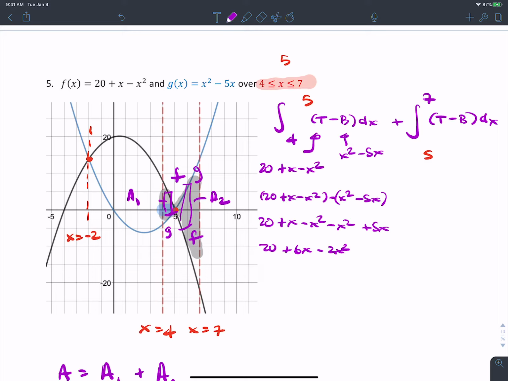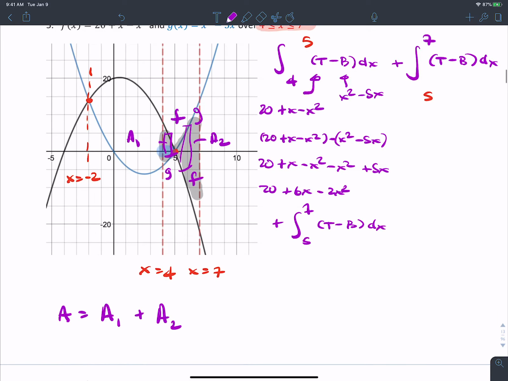Now, maybe we should just put down here the second integral. I need top minus bottom here. You guys remember it switched, right? So this is x squared minus 5x, and then this will be 20 plus x minus x squared.